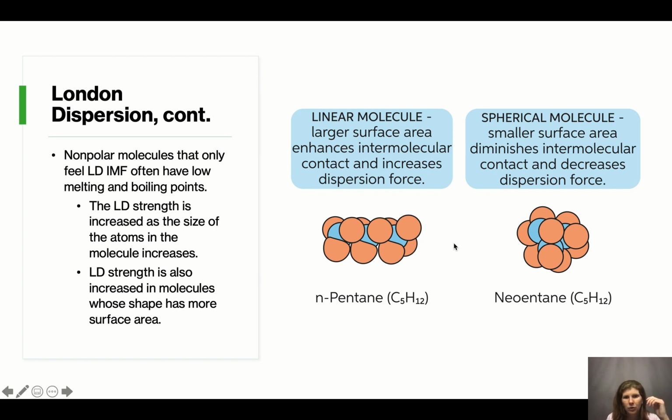So we see in the picture I have here that when you have a long straight chain, you have more surface area. So there's more contact that can happen between molecules, and therefore you can increase the London dispersion. As compared to the molecule over here, in which we see it's all balled up, there's not as much surface area, so we're going to have a much weaker London dispersion force that holds together all the different neopentane molecules as compared to the pentane.